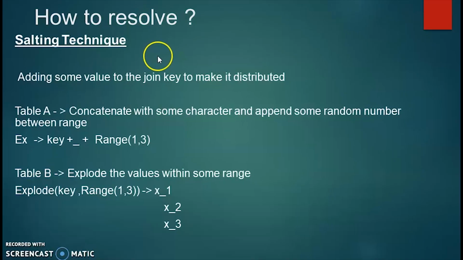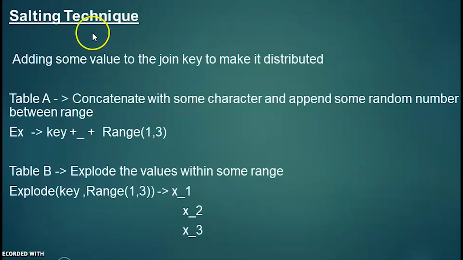In that scenario we can go to something called the salting technique. Salting is a technique where we add some value to the key so that the data gets evenly distributed. In the same example, if you see table A, we will add an underscore and a random number in the range of 1 to 3 to the key. This range can be adjusted based upon our requirement. We can widen or narrow down the range. Here, for simplicity, I've taken 1 to 3.